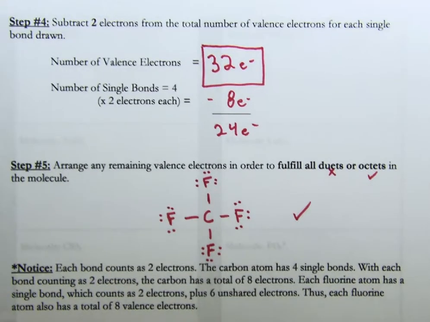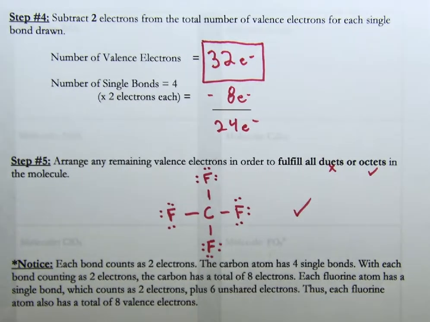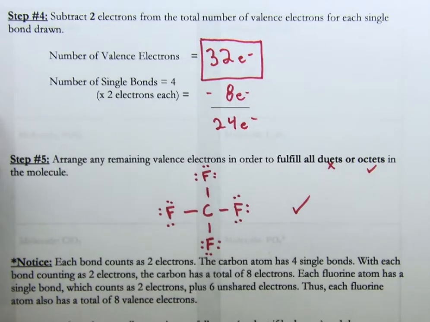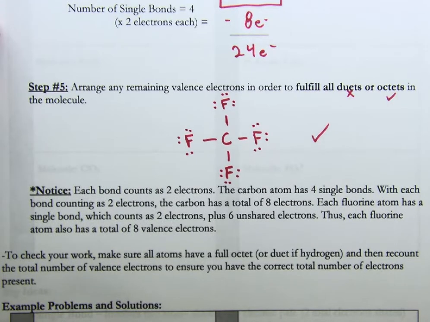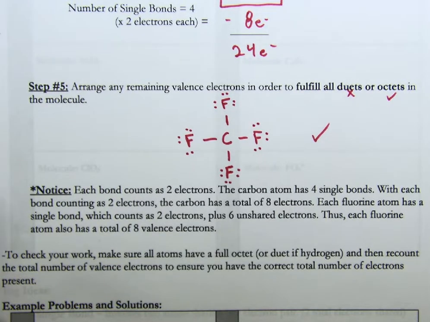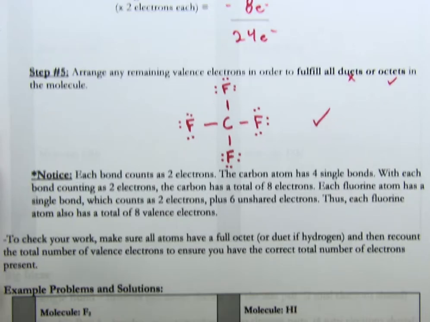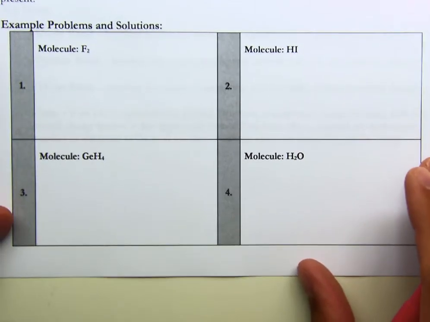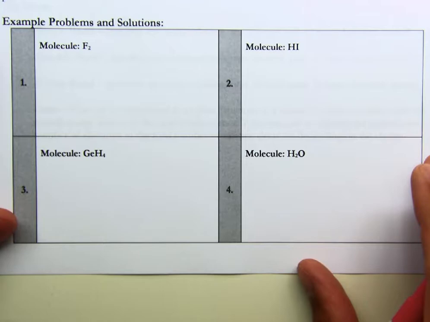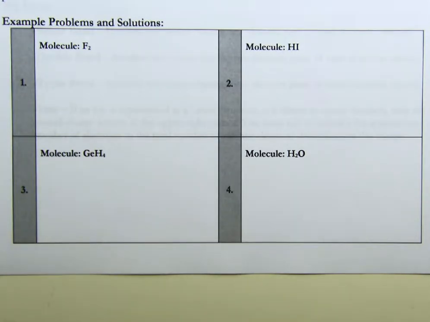This little notice is just explaining what I just said, but in words. It says to check your work, make sure all atoms have a full octet or duet if there's hydrogen, and then you also want to make sure that the total number of valence electrons is the correct number of electrons. So here will be our first 4 practice problems. If you want to pause the video and draw the correct Lewis structure for these 4, and then we will work through and get to the answers.